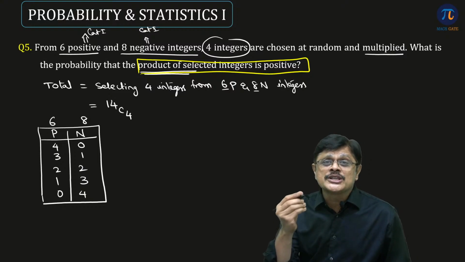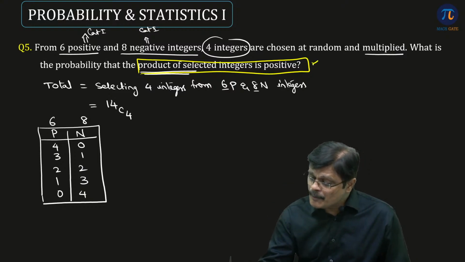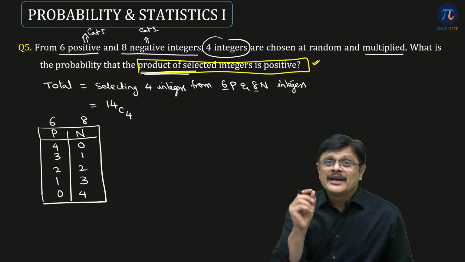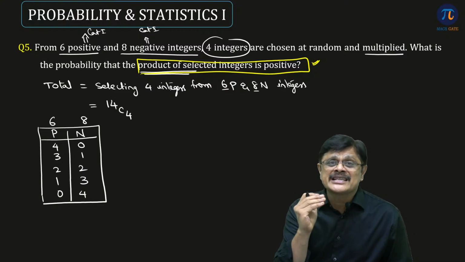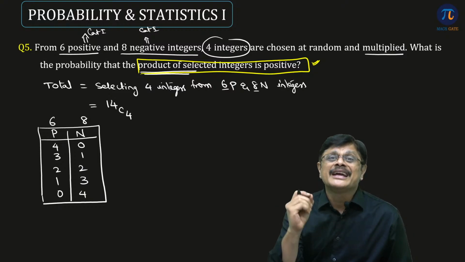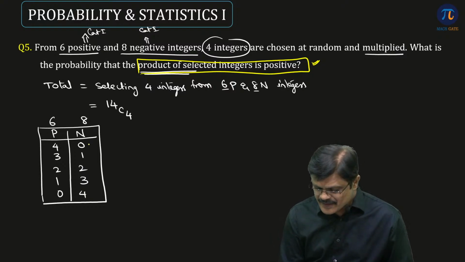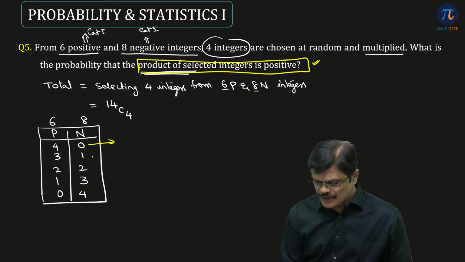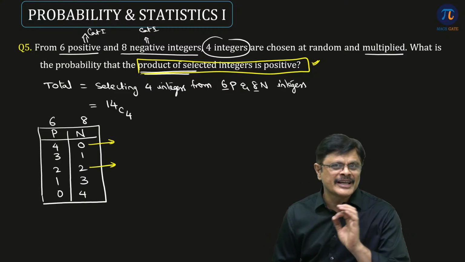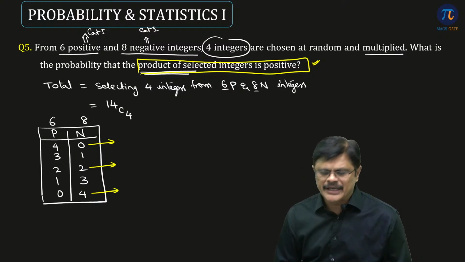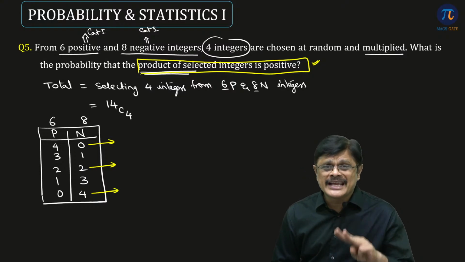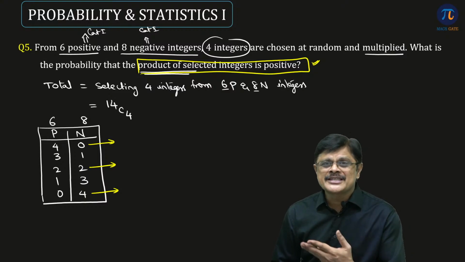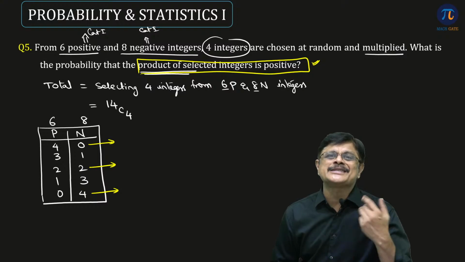So what are the favorable cases for this product to be positive, my dear friend? Product of integers to be positive? The favorable cases are the cases where the number of negative numbers is even. That is, if you have 0 negative numbers, no problem, the product will be positive. If you have 2 negative numbers, the product is positive. If you have 4 negative numbers, the product is positive. So these are the 3 cases which are favorable, which give you the product of 4 integers positive.